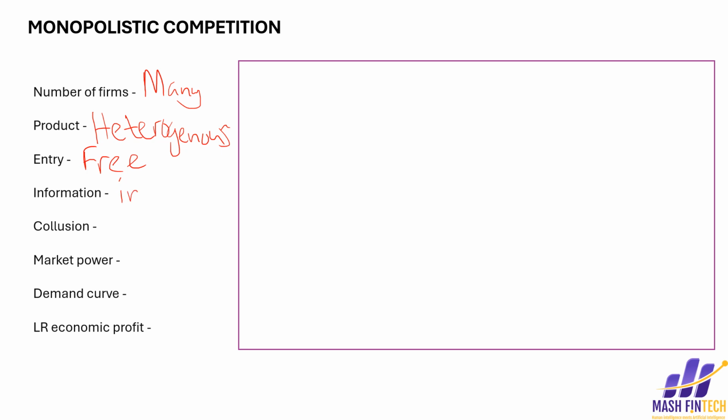Information is incomplete. Collusion is not possible. The firms are too many, so this is not possible, like perfect competition. It's impossible.